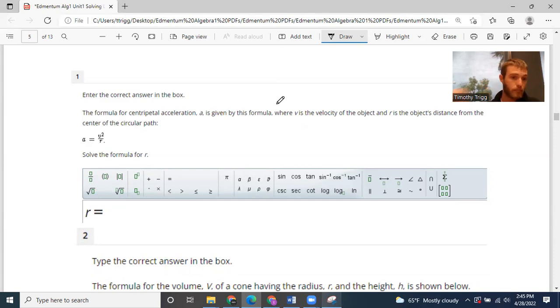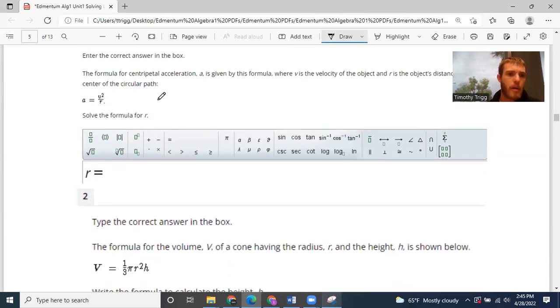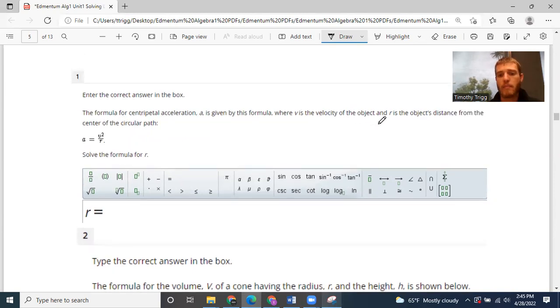Okay, this first one: the formula for the centripetal acceleration A is given by the formula where V is the velocity of the object and R is the object's distance from the center of the circular path. A equals velocity squared divided by R, the radius. Solve for R. My goal is to get R by itself. It's kind of a tricky one, so I'm going to go over it with you. So A equals V squared over R.